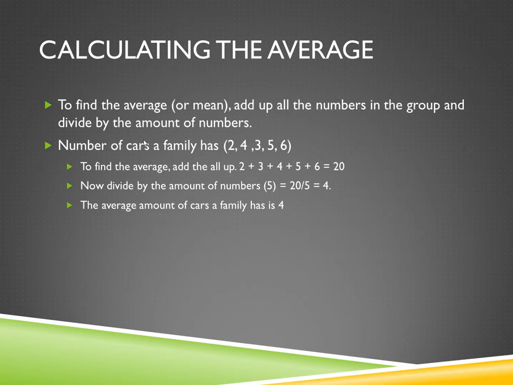And then you divide by the amount of numbers, the amount of families. So there are 5 families here. 20 is how many total cars these families have, and you divide it by the amount of families to find the average amount of cars per family. You'll find that it's equal to 4. So the average amount of cars a family has is 4.